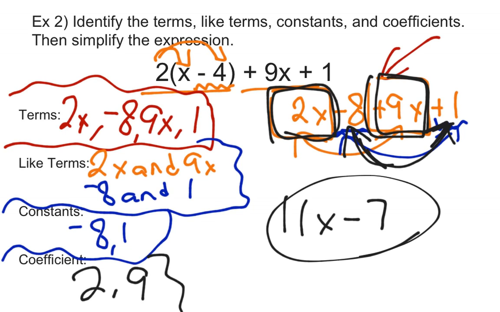I cannot go any further because the 11 has an x, the negative 7 does not have an x. That's as far as we can go. We combined everything that we can.